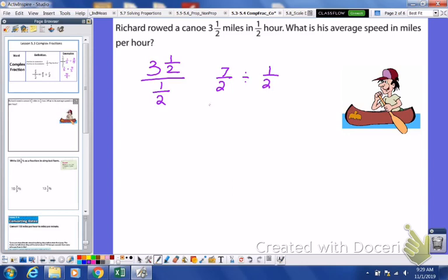Then we multiply by the reciprocal, so 7/2 times 2 over 1. I see my 2's will reduce to 1. So 7 times 1 is 7. 1 times 1 is 1, so we can just write it 7. And it was a word problem, so we must label miles per hour. So Richard rows 7 miles per hour.